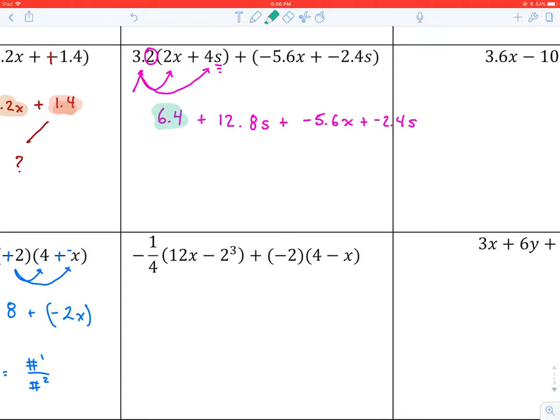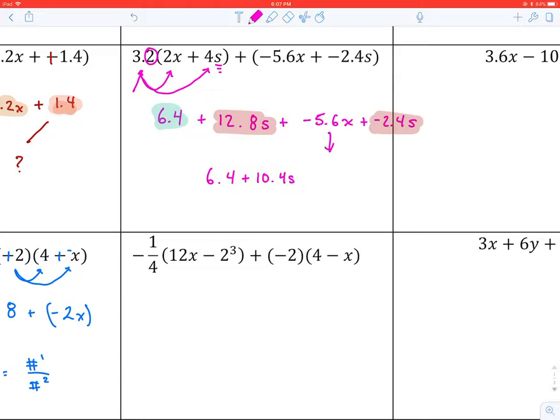Let's go ahead and add all like terms, so that's 6 and 4/10, and then we don't have any other numbers that don't have variables, so we're just going to drop down that 6 and 4/10. Then we've got 12 and 8/10 s plus negative 2 and 4/10 s. Because they're different signs, we're going to subtract them. That's going to leave us with 10 and 4/10 s positive, because the bigger number is positive.